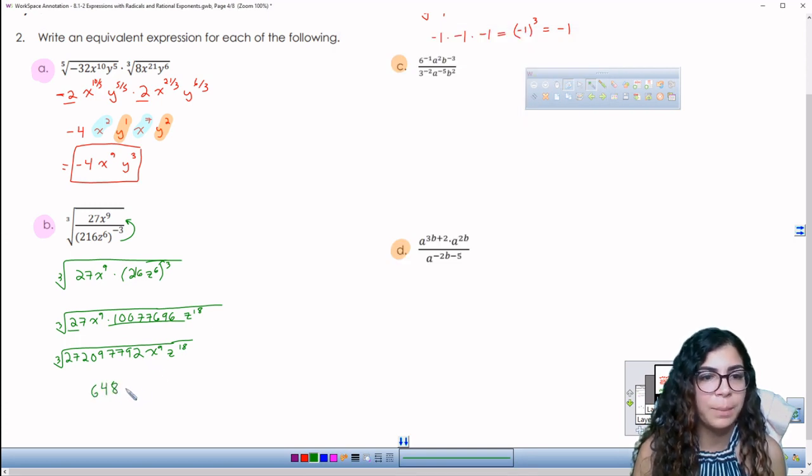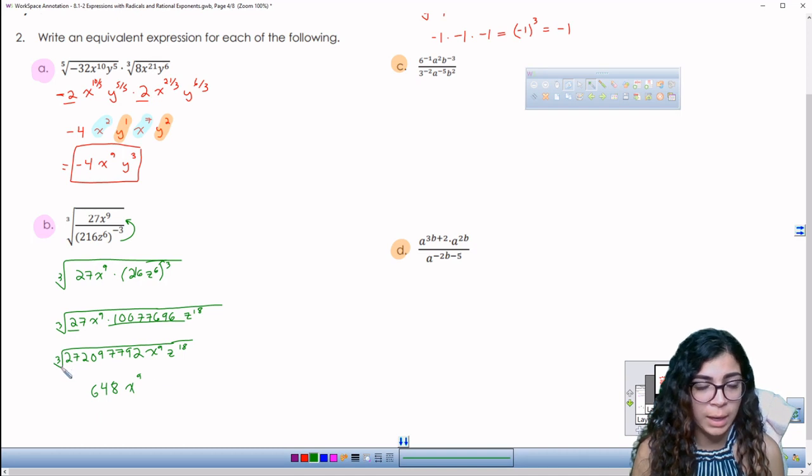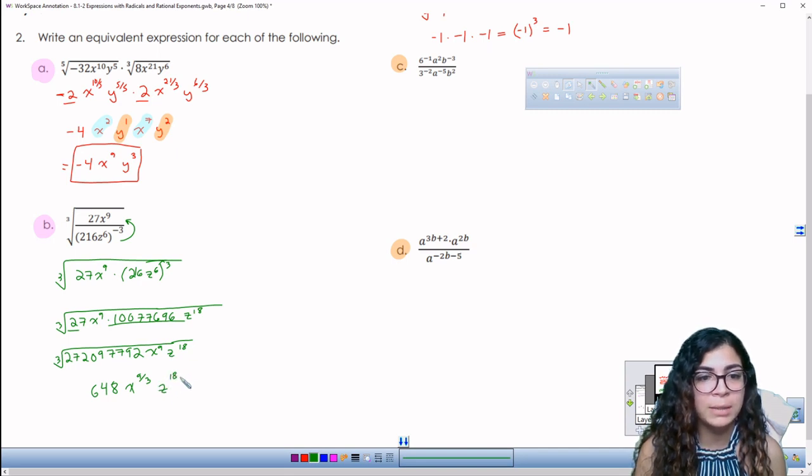All right, that worked out really nicely. It's a whole number. And then the cube root of x to the power of 9 will be x to the power of 9 divided by 3. And then the cube root of z to the power of 18 will be z to the power of 18 divided by 3. So the final answer would be 648, x to the power of 9 divided by 3, which is 3, and z to the power of 18 divided by 3, which is 6. And that is our final answer for part B.